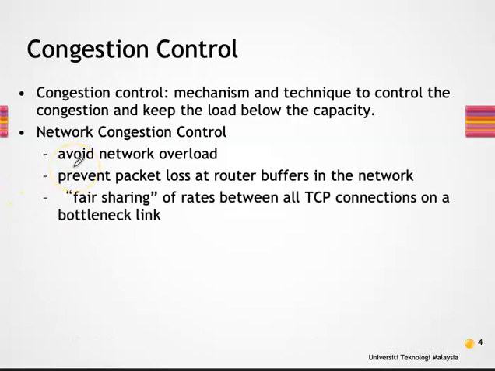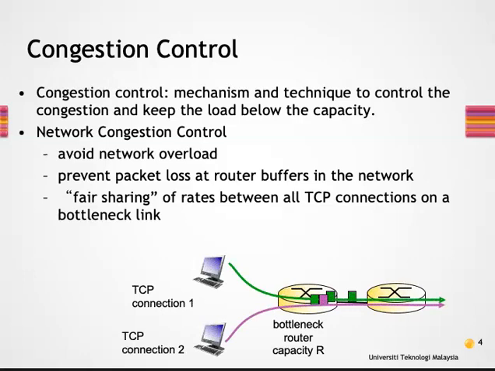Network congestion control also serves the purpose of fair sharing of rates between all TCP connections on the bottleneck link. So what is a bottleneck link? For example, here, this is the bottleneck router with the capacity R. This router is shared between two TCP connections, TCP connection 1 and TCP connection 2. If these two TCP connections share the same bottleneck link of bandwidth R, each should have an average rate of R divided by 2, because there are two TCP connections.